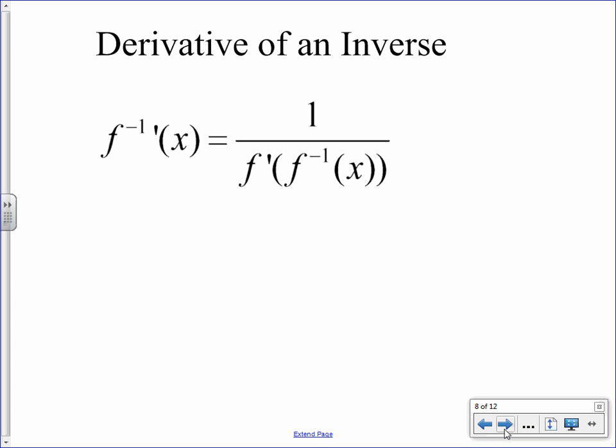Okay, I am going to give you the rule for the derivative of an inverse, and we're going to talk about why. So this is: the derivative of F inverse is 1 over F prime of F inverse.